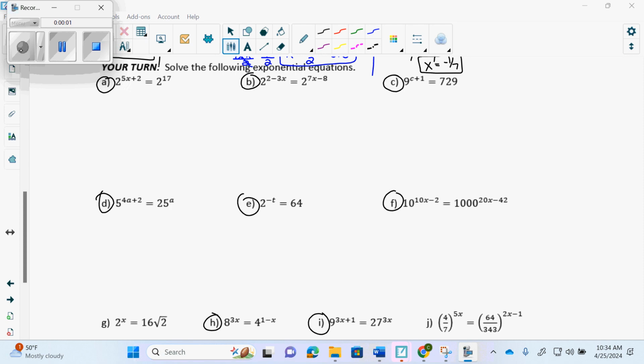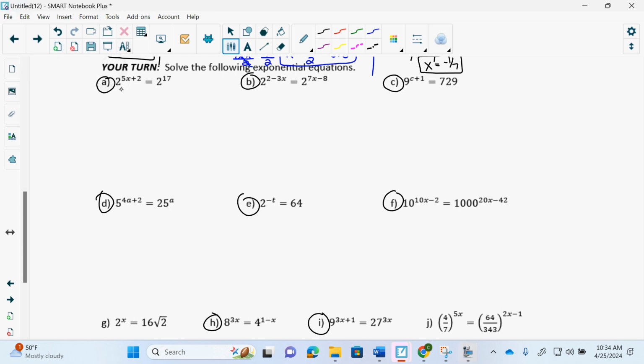So the first one here, these were assigned yesterday. Hopefully you tried them. The first one has a common base, not a common denominator. It's a common base. This one is a 2, this one is a 2. So if the bases are the same, what can we then say?